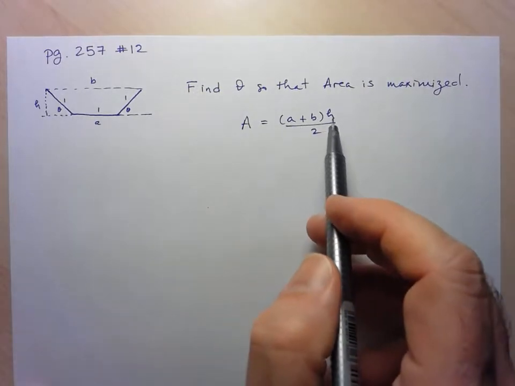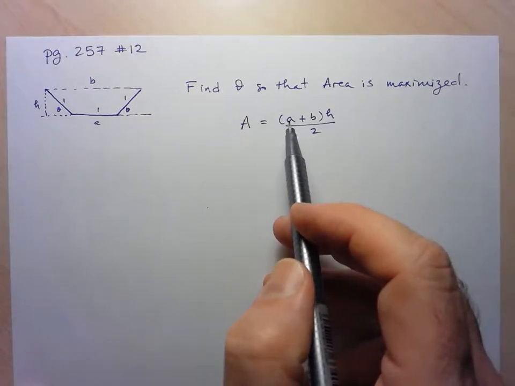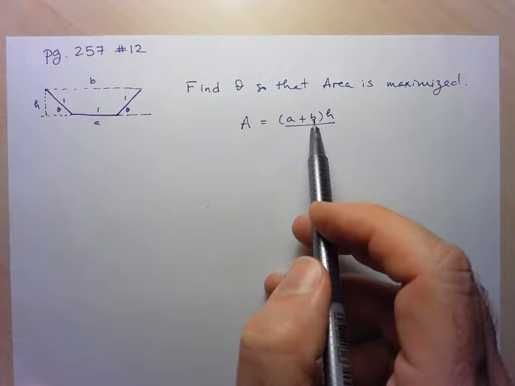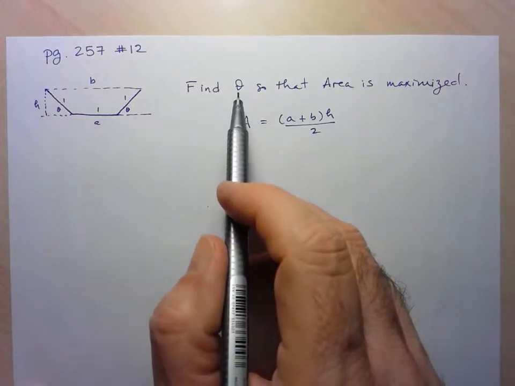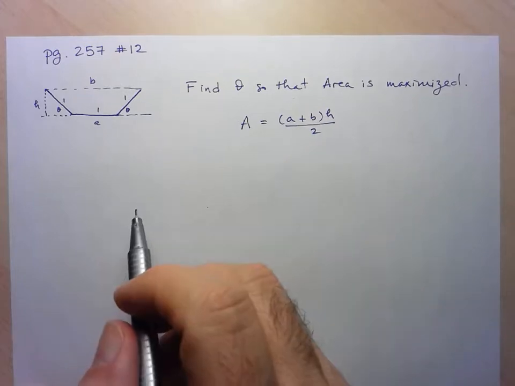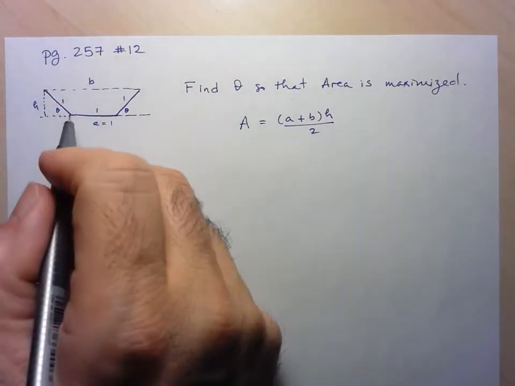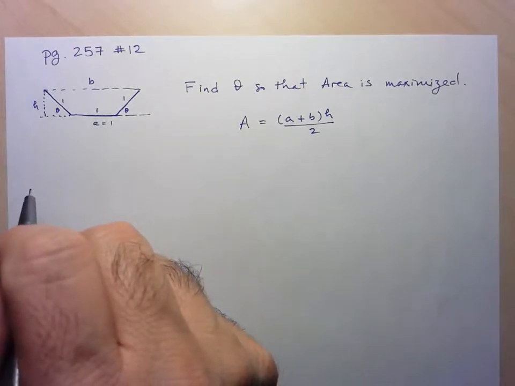That means that first of all, we have too many variables. We need to bring this down to just one variable. Essentially what they're telling us is to write this in terms of theta. So we're going to have to write A, B, and H somehow in terms of theta. Now, A actually is not a problem because that's just equal to 1. We have this side of the trapezoid.